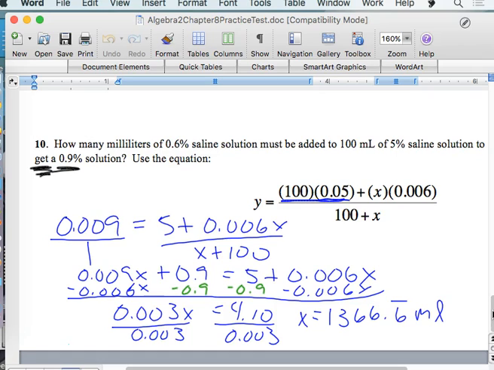And plenty of time, so you tell yourself, I'm going to go back and check this. What I'm going to do is use my graphing calculator. 0.009. There it is. Now I need this monster in there. So, 5 plus 0.006x, all divided by x plus 100. Here comes the part where you have to think. I know. We're working with the calculator and we're expected to think. X. Going to need a lot of milliliters. So maybe this time I'll go with 2,000.